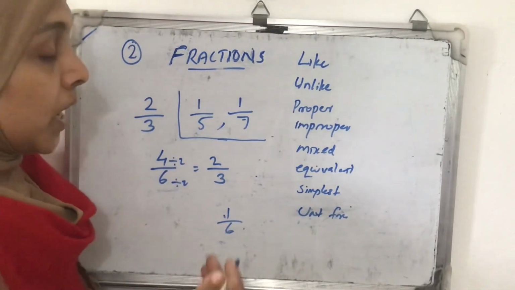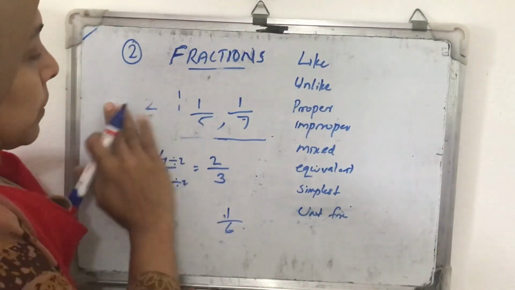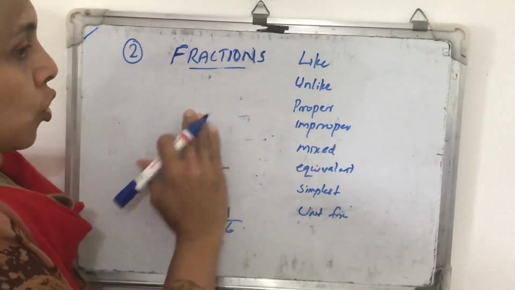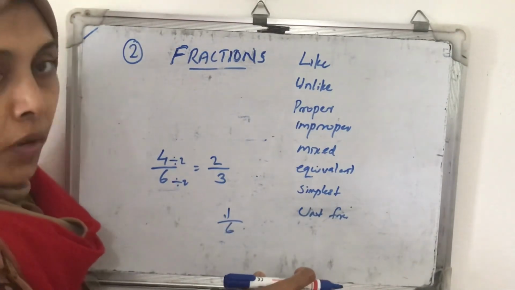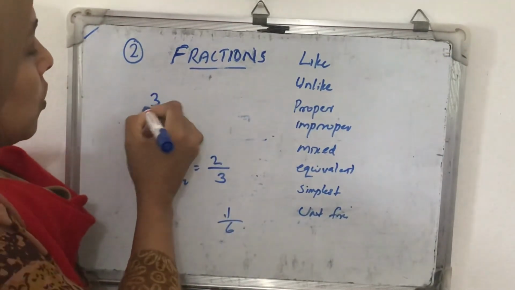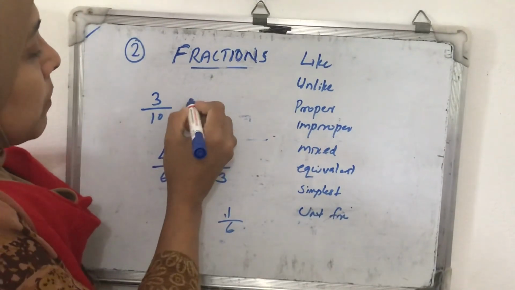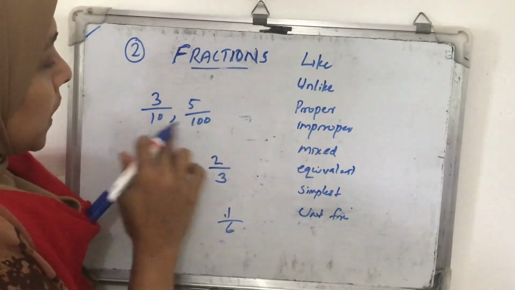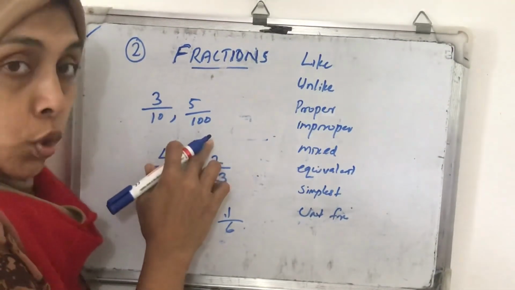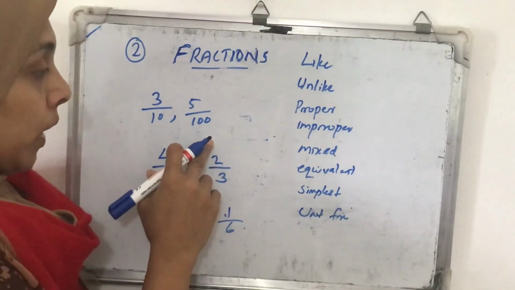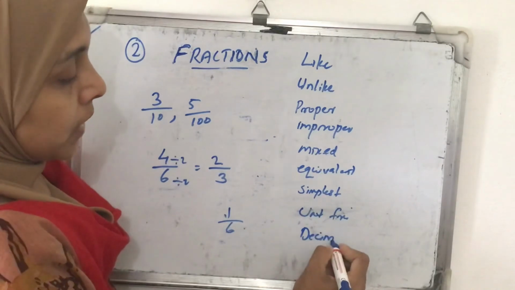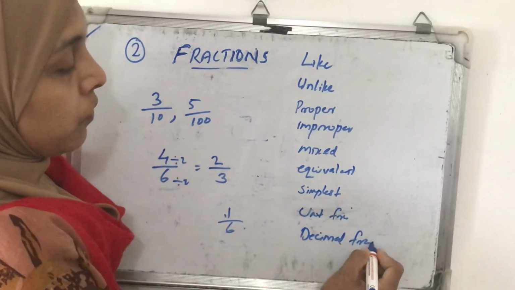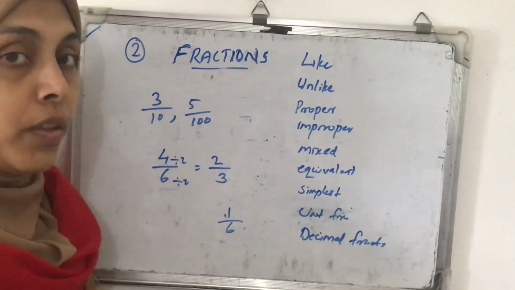Then there are decimal fractions. Decimal fractions mean fractions whose denominators are powers of 10. For example, 3 by 10, another example like 5 by 100. If the denominators are powers of 10, then such fractions are called decimal fractions. These you want to know as the basics of fractions.